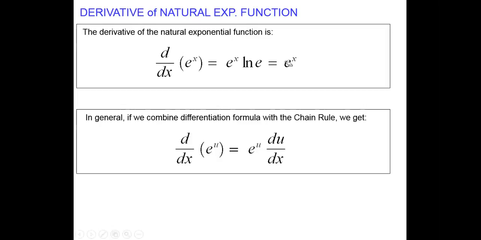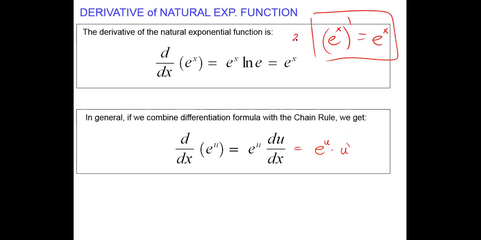And I have another form combining with the chain rule. e to the power of u, where u is a function, is still the same function, e to the u, times du dx. Or if you prefer, e to the u times u prime. That's just different notation, following the chain rule. So the derivative of e to the x is e to the x. This is the second formula. Nice and easy. Okay, two more.